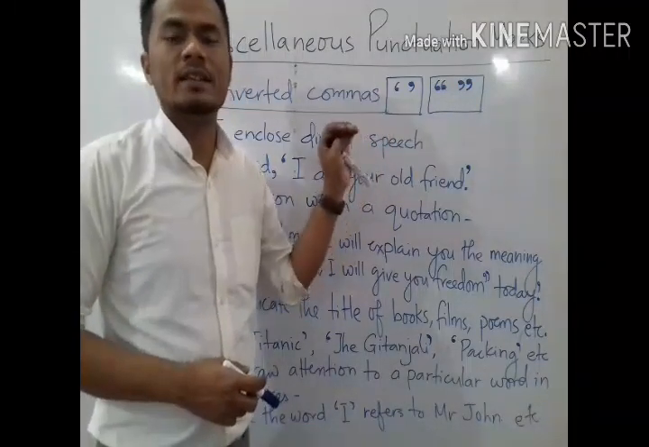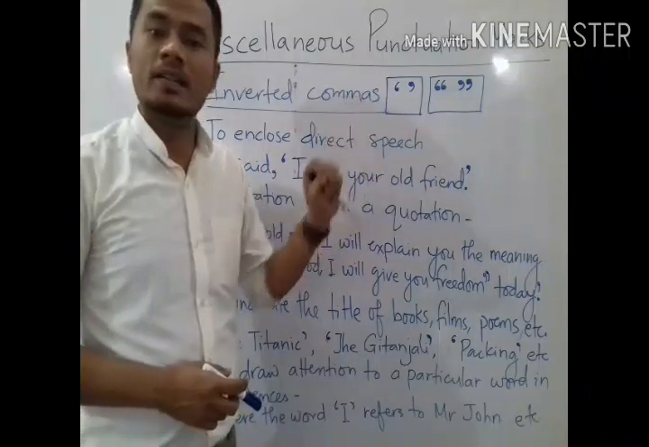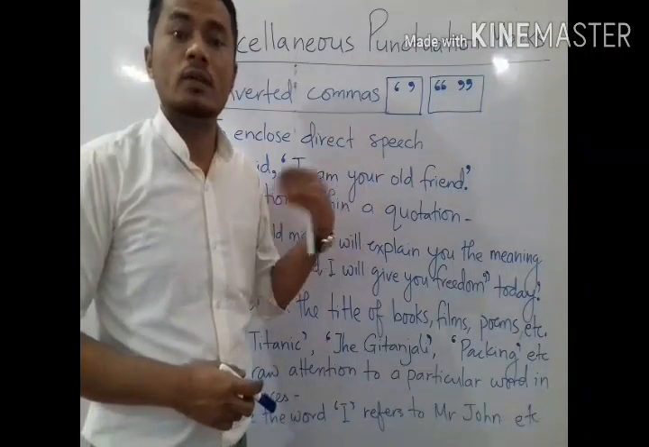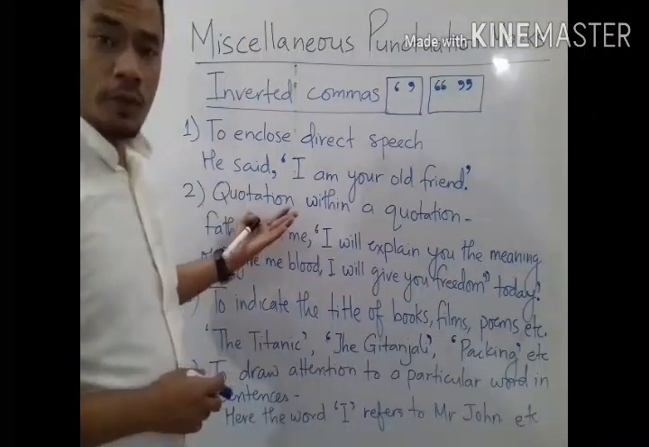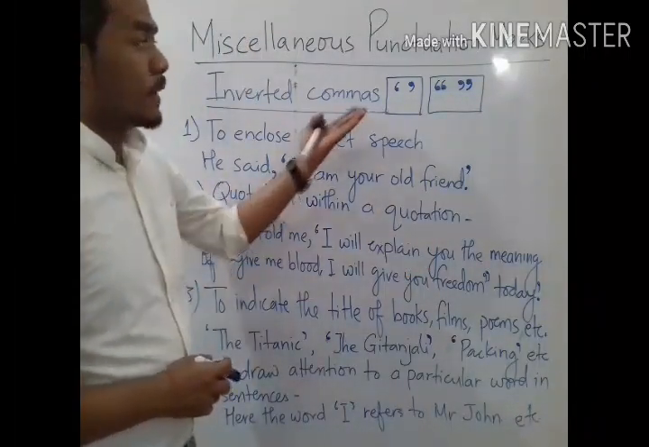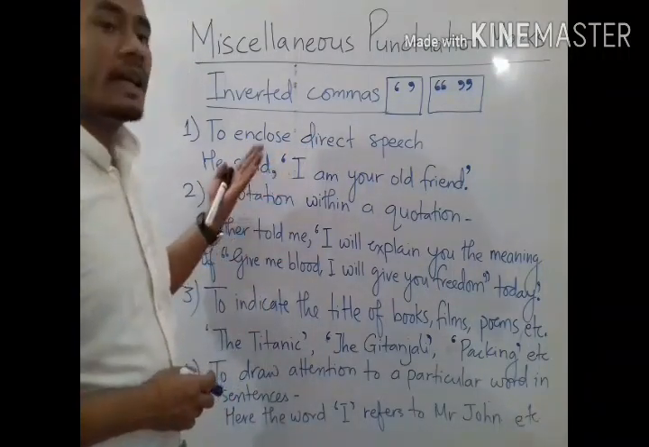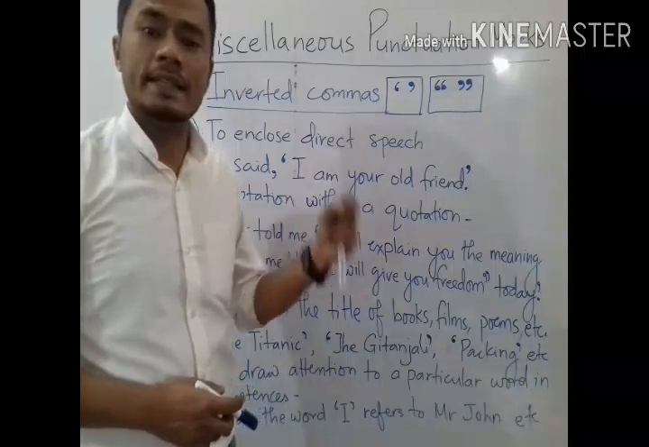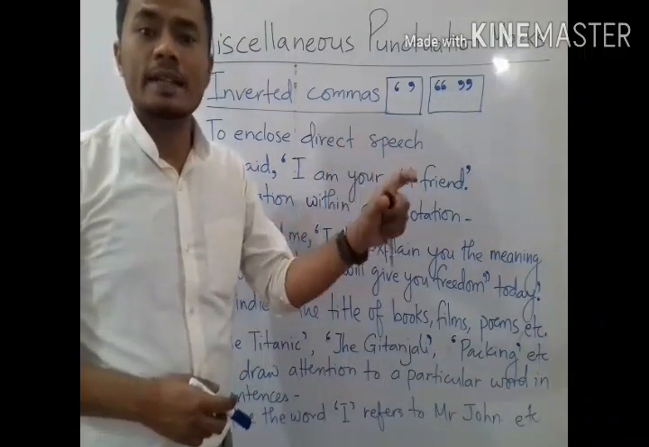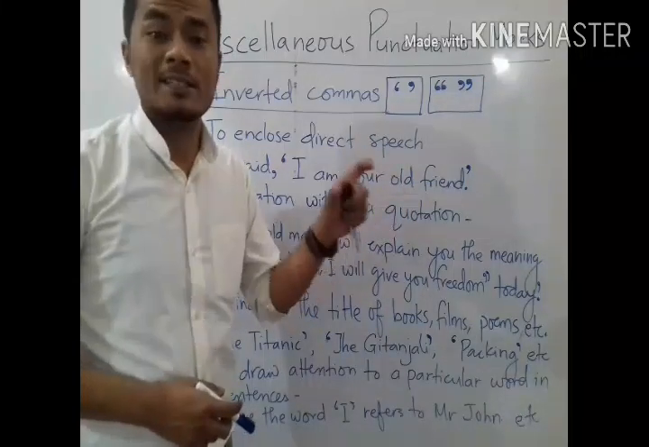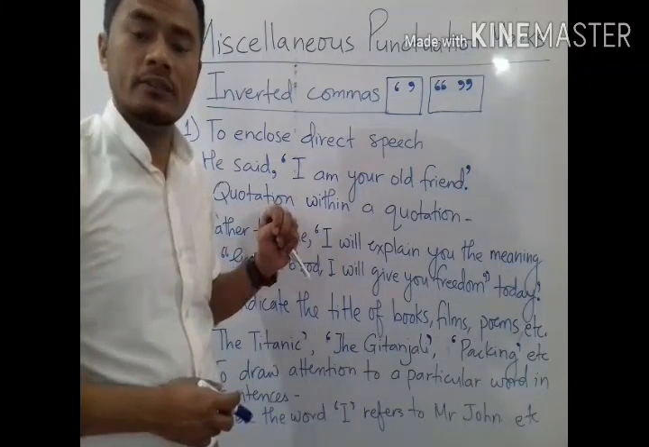Okay, so these are the simple concept of understanding how to use single and double inverted commas in sentences whenever we are asked to use them. Now the first point to discuss about the use of these inverted commas is to enclose direct speech in sentences. Whenever we write sentences in direct speech, we have to enclose that direct speech, that means reported speech, with inverted comma, single inverted comma.